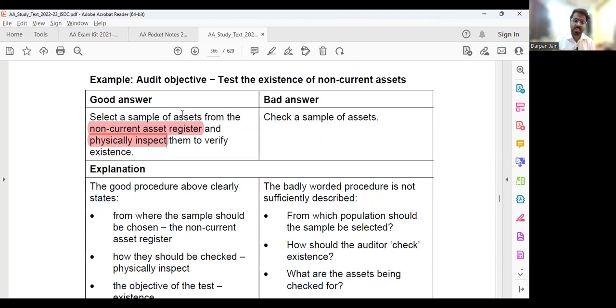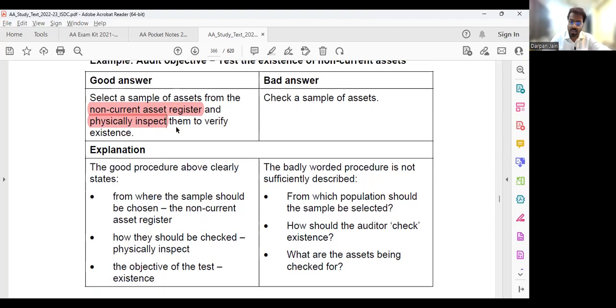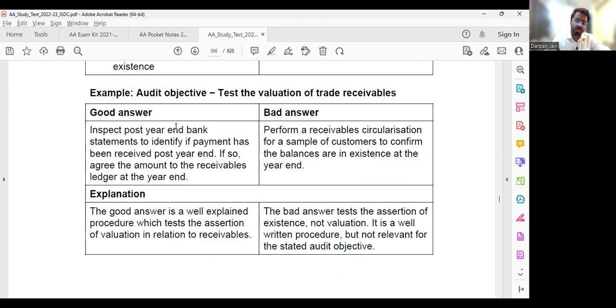Action here is physical inspection. Source is the non-current asset register. And objective is to verify existence. So action, source, and objective, all three of them should be present in your answer. Great. See the next one.